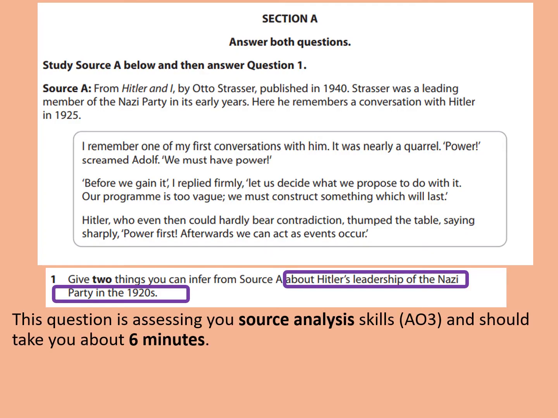So this question is assessing your source analysis skills. That's known as Assessment Objective 3 and should take you only about 6 minutes to do, although many of my students manage to get these done quite a bit sooner, which provides you with a few minutes extra for the longer answers later in paper 3.